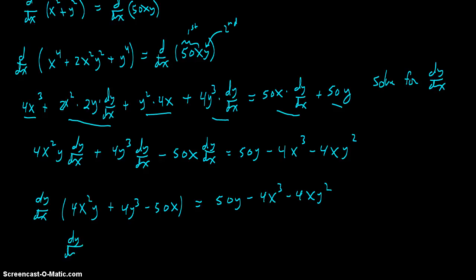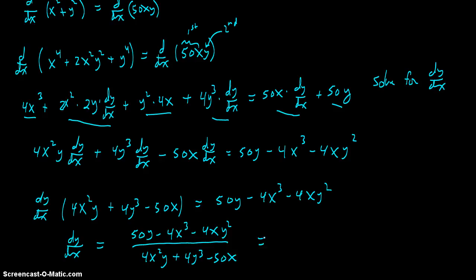dy/dx is obtained by dividing. It's the right side divided by the quantity in the parentheses. So 50y minus 4x cubed minus 4xy squared, divided by 4x squared y plus 4y cubed minus 50x.